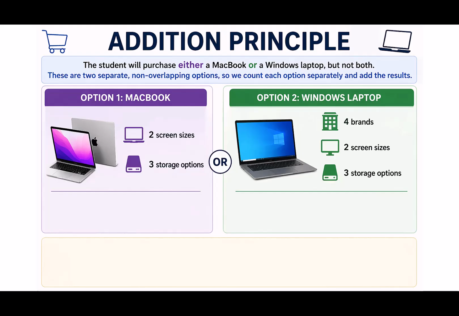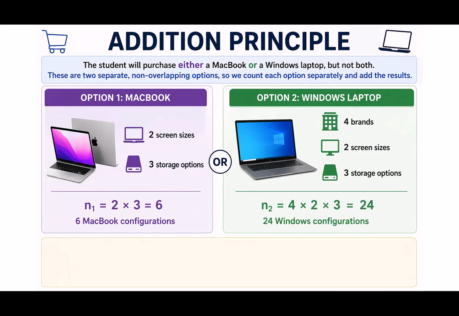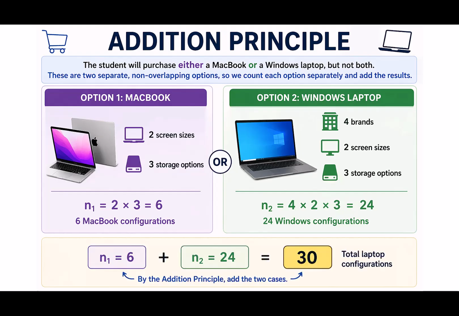So let's start off with our first case, which is the MacBook. We have 2 screens, 3 storage options, so 2 times 3 is 6 different ways this MacBook can be configured. Going to the Windows laptop, we had 4 brands, 2 screens, 3 storage options. That says 4 times 2 times 3 is 24 total configurations. Remember, with OR, we are adding those together, so our 6 plus our 24 gives us a total of 30 laptop configurations.